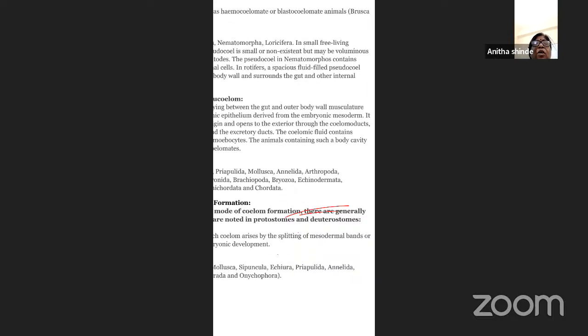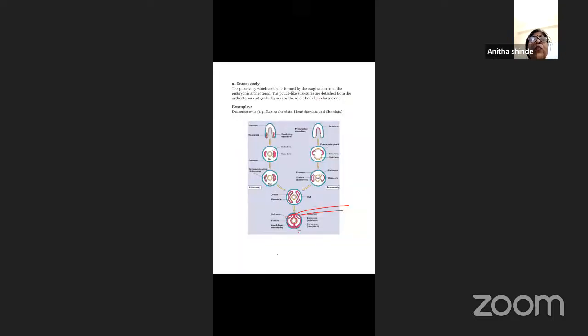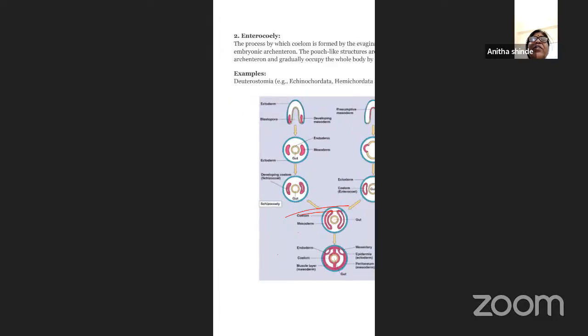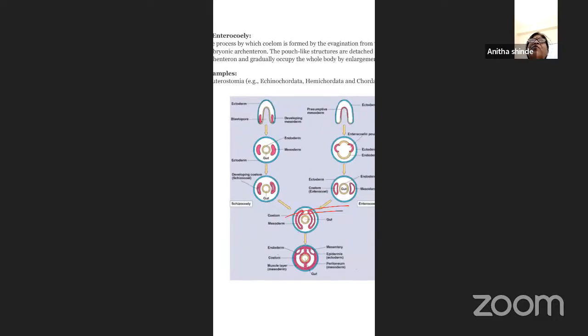Okay. Next is enterocoely. Enterocoely is the process by which the coelom is formed by evagination, that means by the pouches of the mesoderm. Actually, the mesoderm will get transformed into small evaginations. Those evaginations are nothing but the pouches, and they develop from the embryonic archenteron.